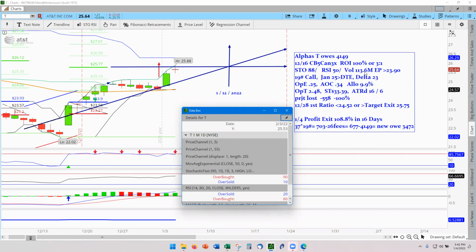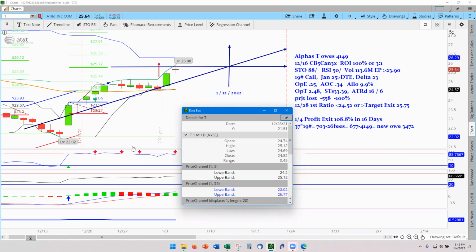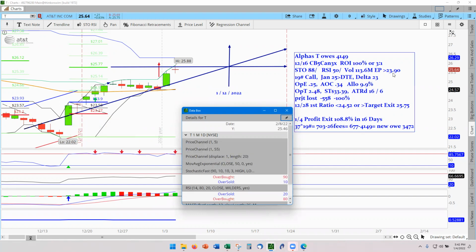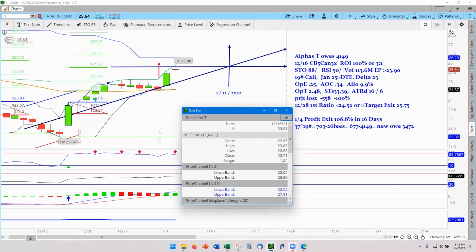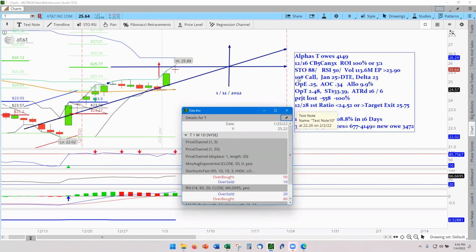The volume was 113.6 million shares at the time that we set up this candle right here, the setup candle. And the entry was set at 23.90, which was the high of the candle here with a little bit of a buffer. We did a calculation and came up with 19 contracts this account was able to handle. So we got 19 contracts at 23 delta. The anticipated price was 25 cents. We got charged 34 cents. So it was a little bit of spillage there. We stayed with our allocation of 9.9%, which is 10% for this account because it is under 25,000.